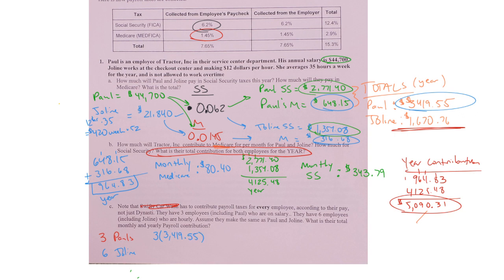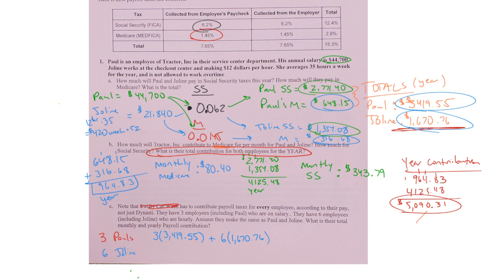$1,055. I'm going to add that to 6 of the Jolenes. So remember, Jolene's total contribution is $1,670.76. So I'm going to add those together. So I'm going to do 3 times $3,419.55 plus 6 times 1,670.76.